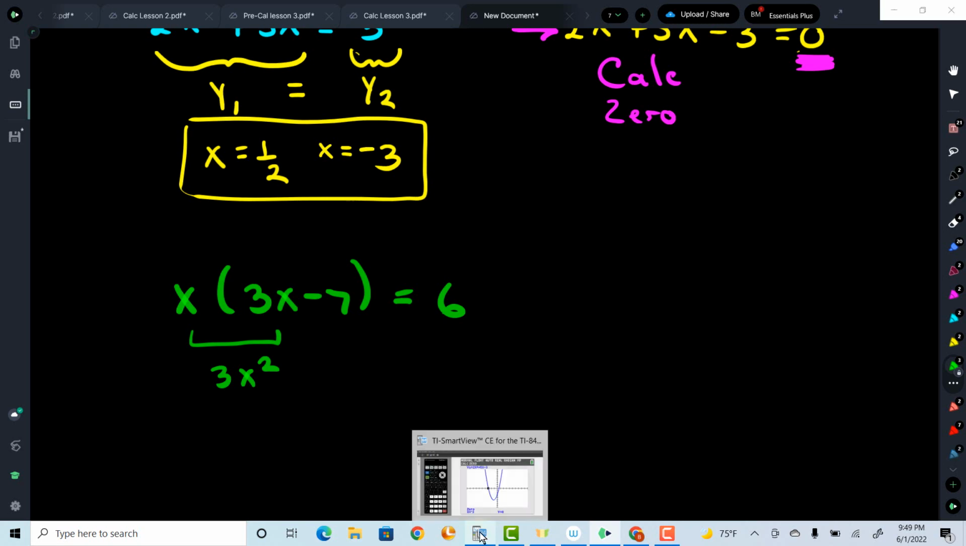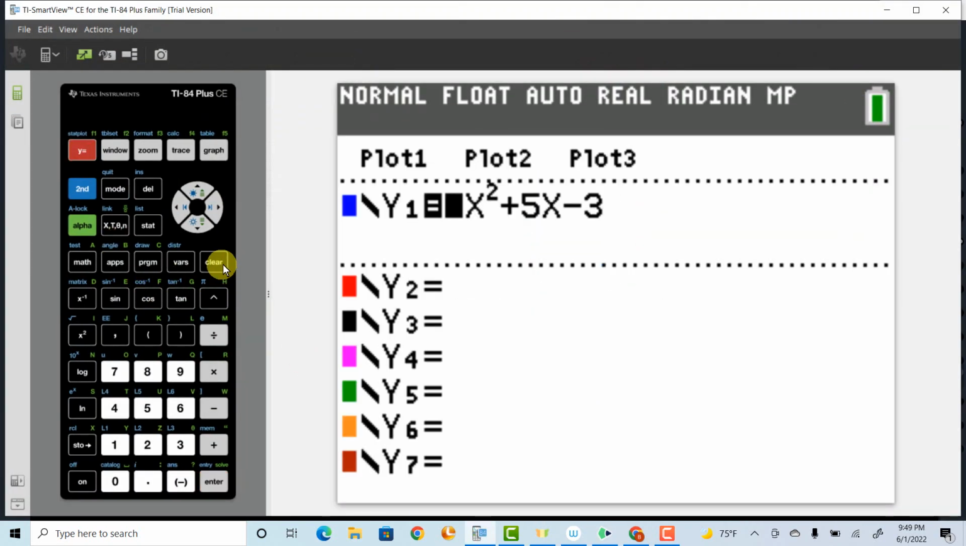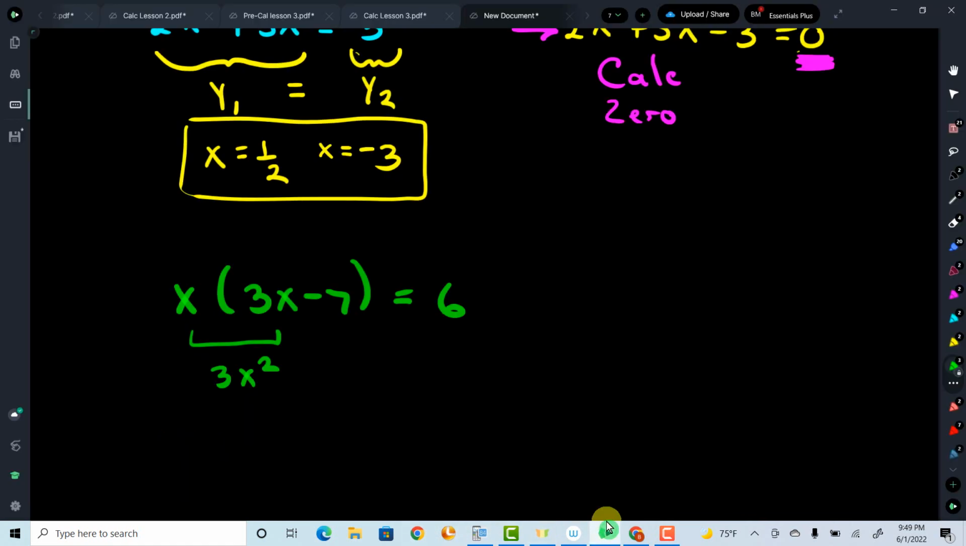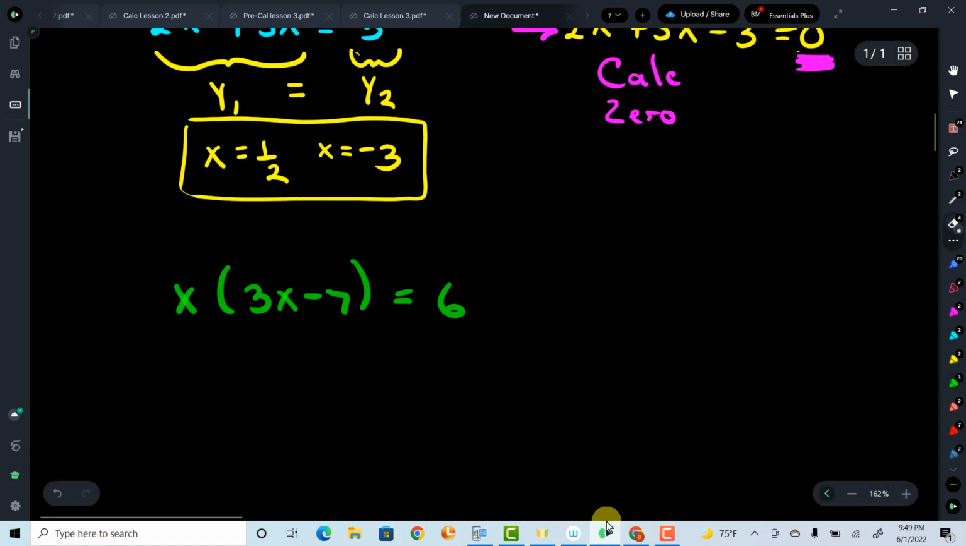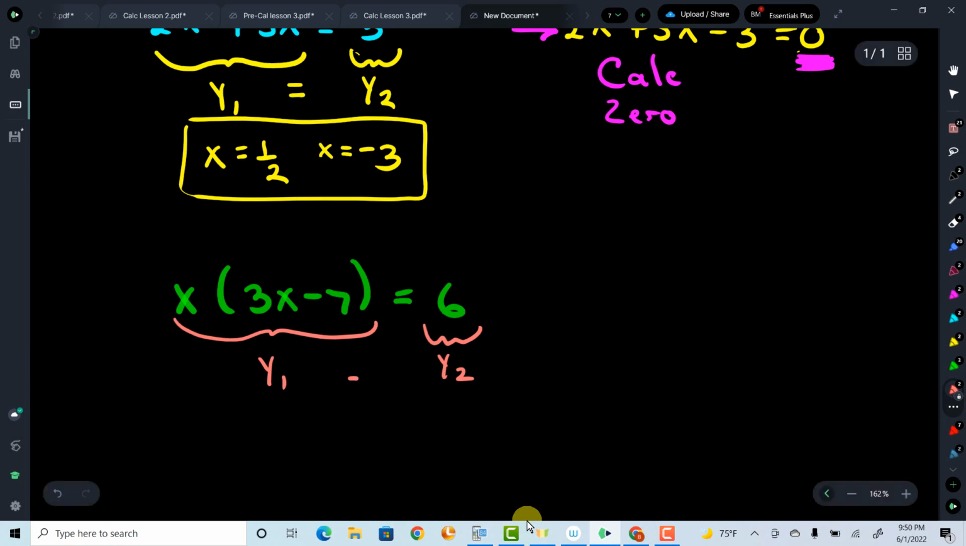I'm going to put it in my calculator just like that. So if I go to my calculator, go to y equals, I'm going to put x times 3x minus 7. Okay, now this one, remember, just like the other one we did, this one does not equal 0, and I'm not going to worry about making it equal 0. Because I'm just going to put this whole side in y1 and then this whole side in y2, and what am I going to do? I'm going to calculate the intersection to see where those two are equal.